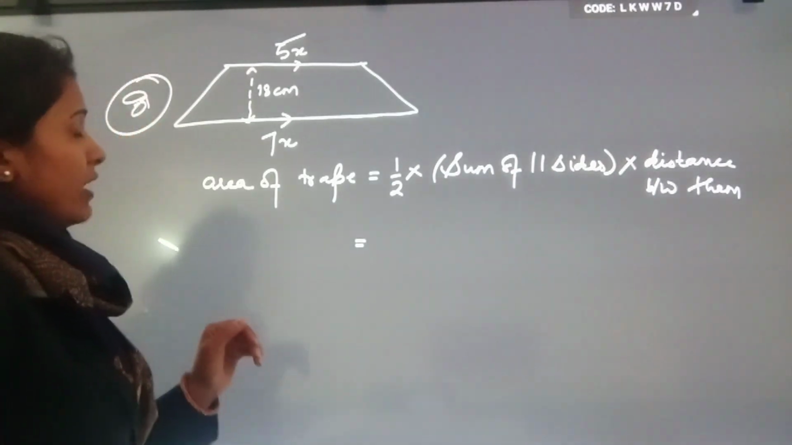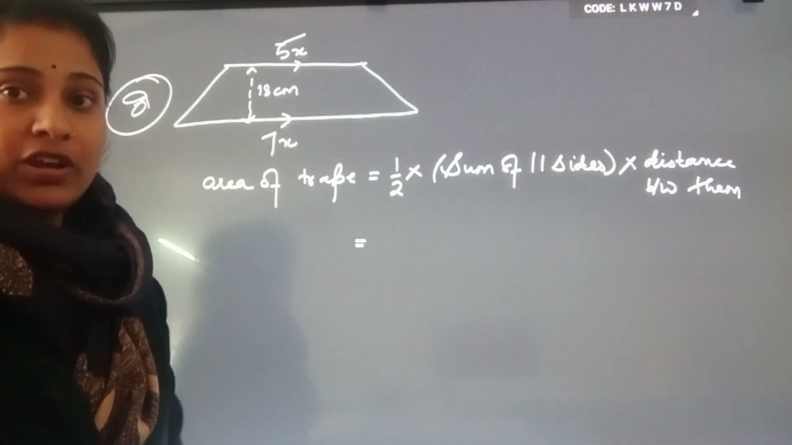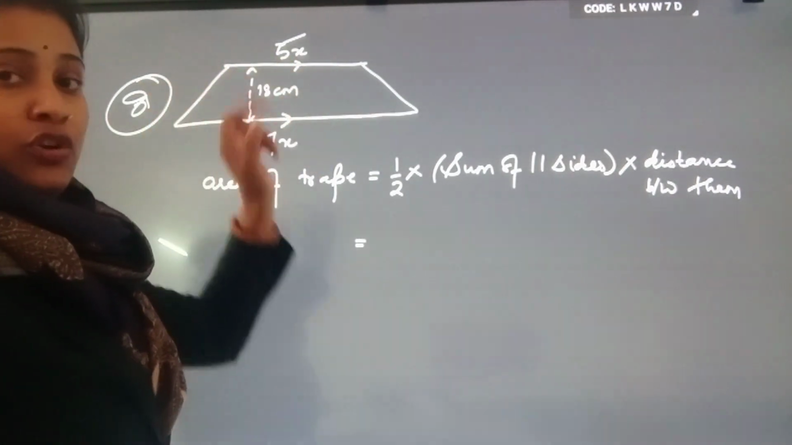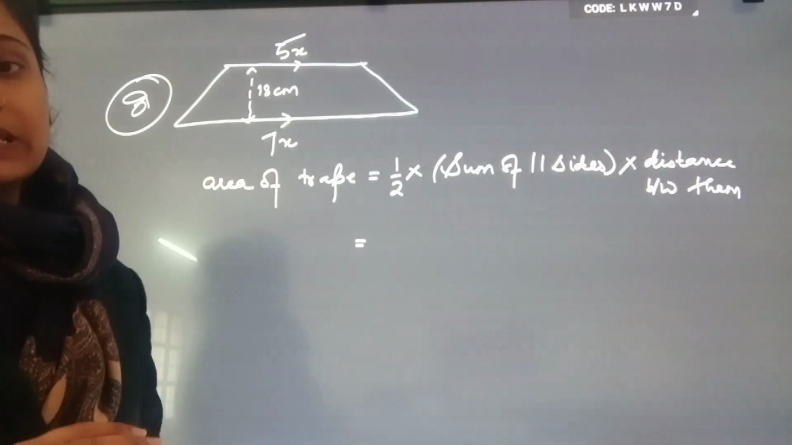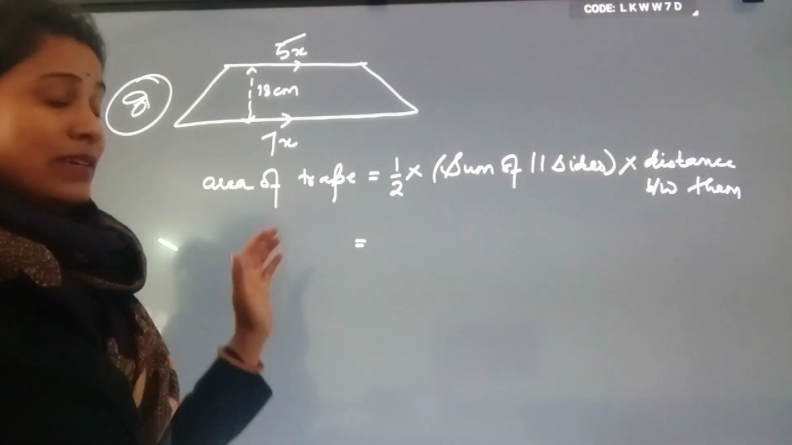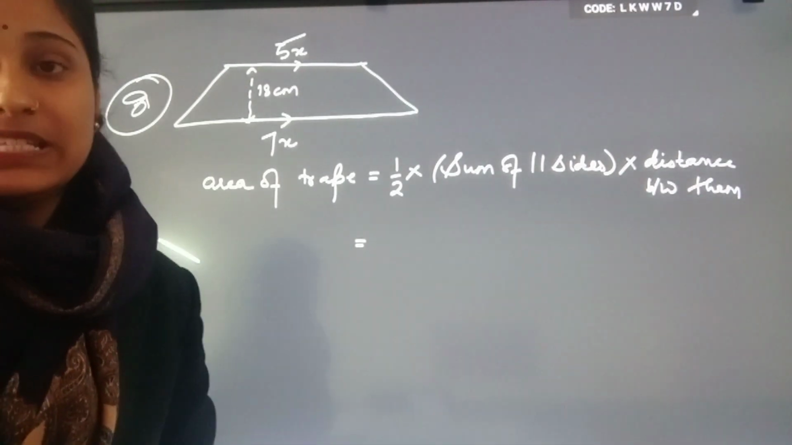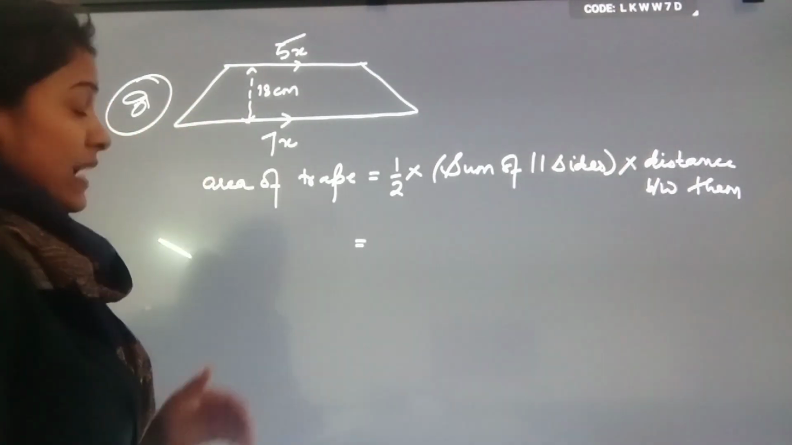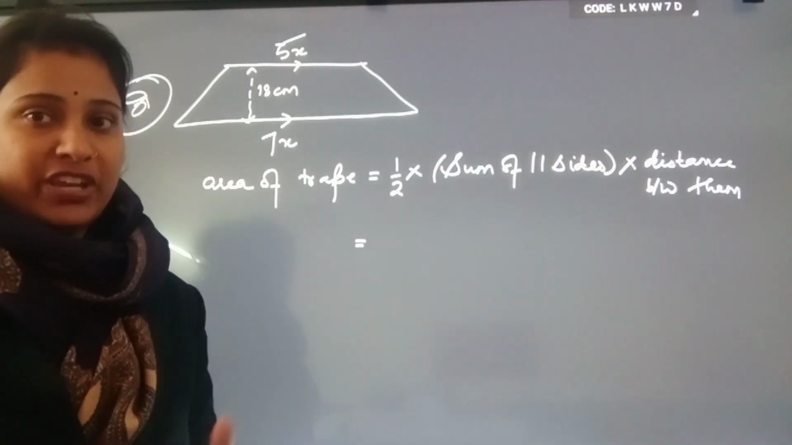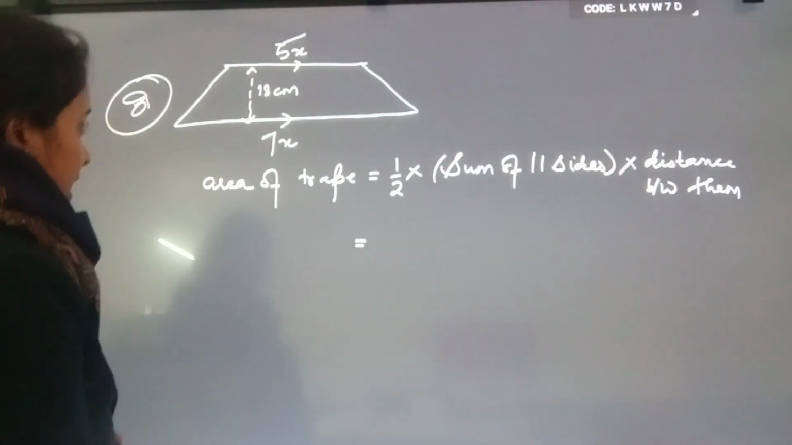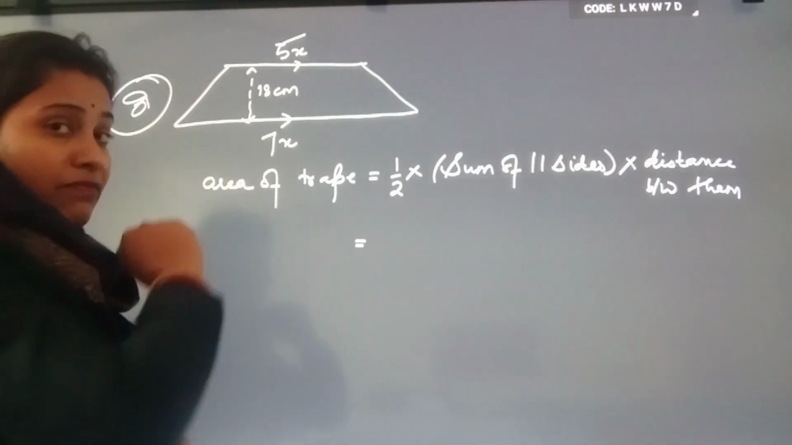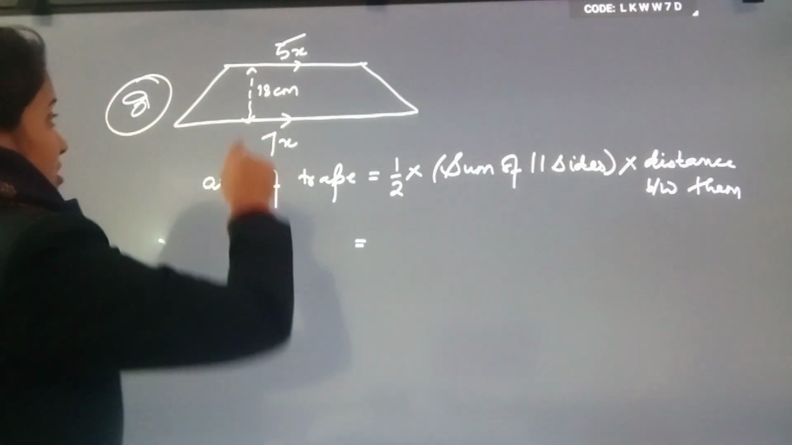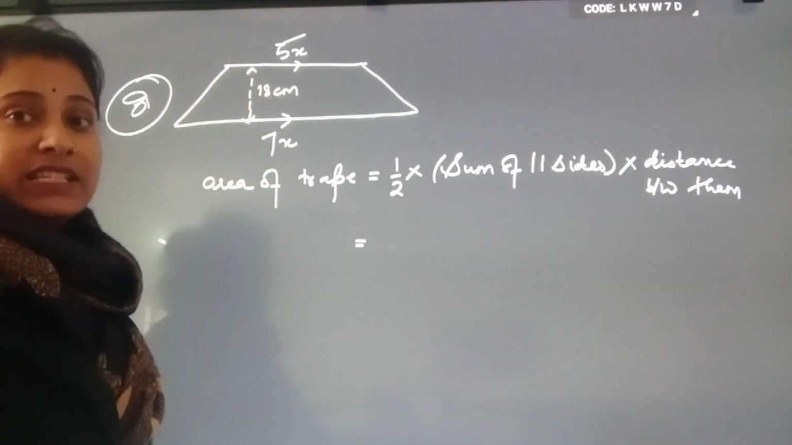Question 8, we are given the trapezium. This is the figure of the trapezium in which two sides are parallel and two other sides are non-parallel. It is given that the area of the trapezium is 540 centimeters square. So very first we have drawn the figure of the trapezium and the sides are given in the ratio 5:7. So we have taken the smaller side as 5x and the bigger one as 7x. And it is given that the distance between these two parallel sides is 18 centimeter.